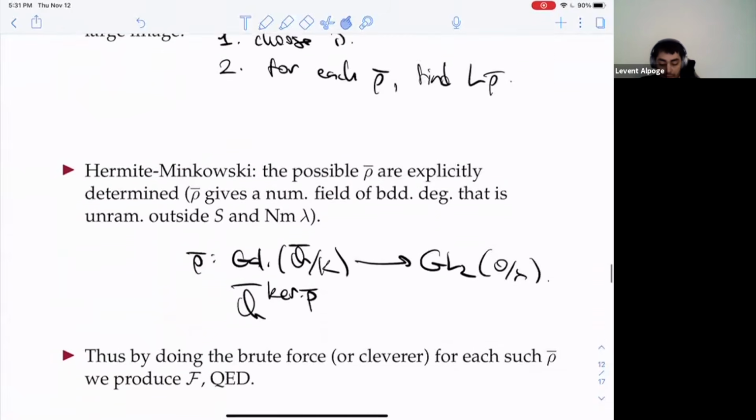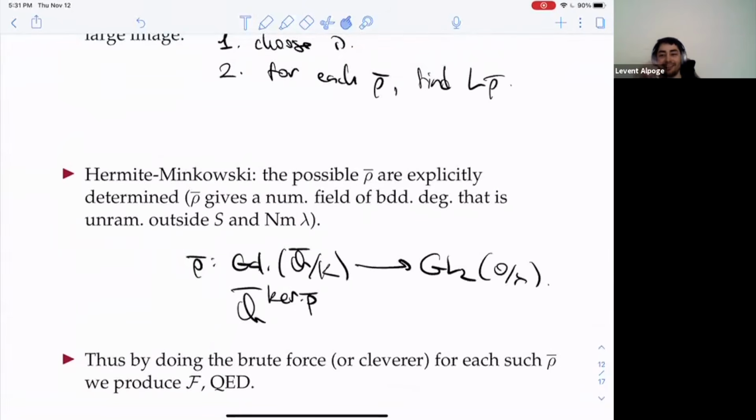So anyway, by doing this brute force or cleverer, I knew that Peter would not like the brute force argument, so I wrote "or cleverer" here. Just by doing the brute force or cleverer, we produce this finite set of extensions, and then you do the Moser-Wüstholz argument to get the height bound, and that's it. Thank you.